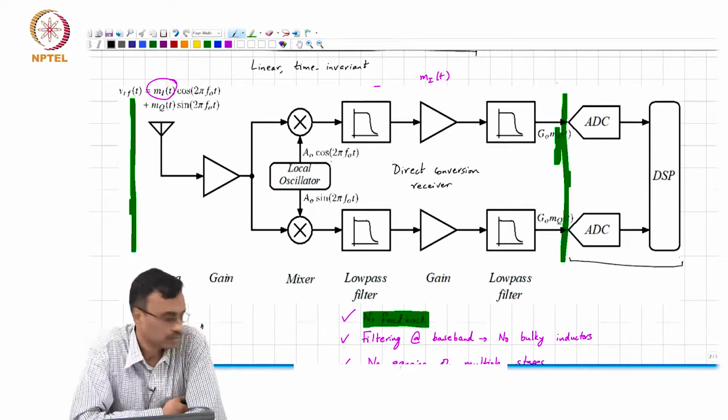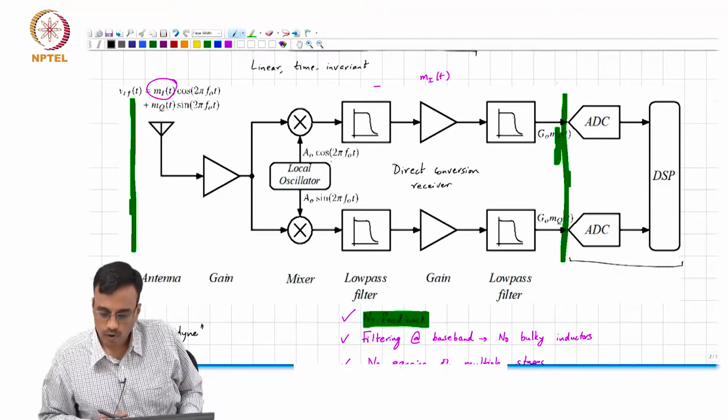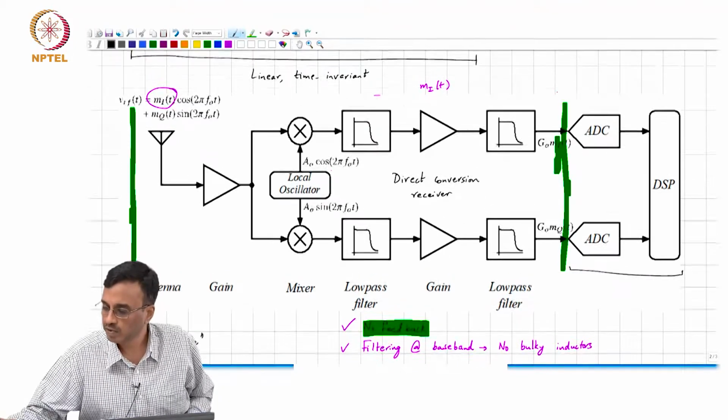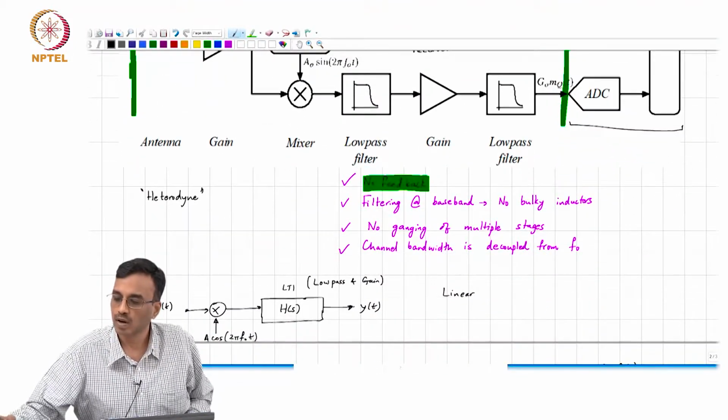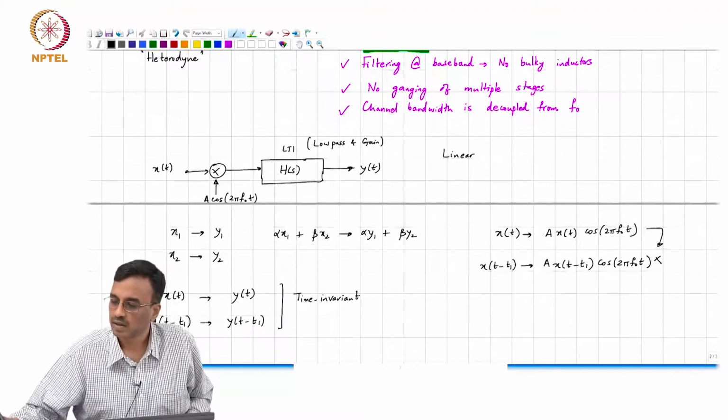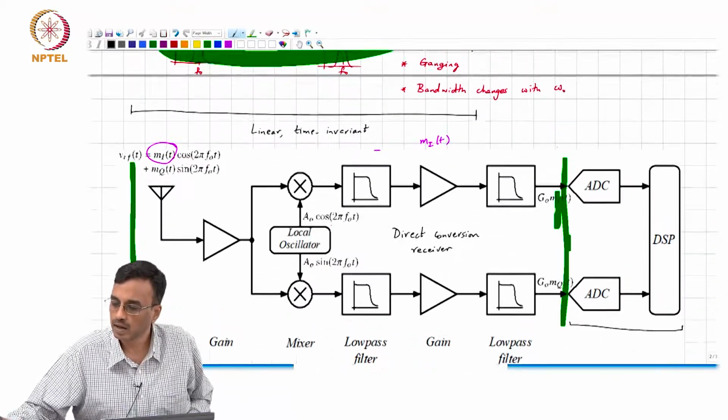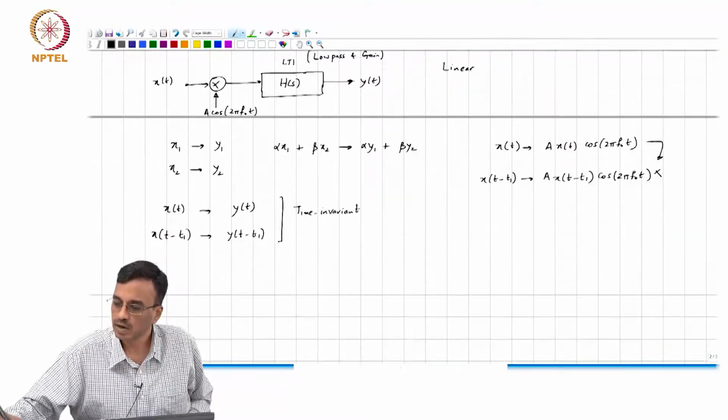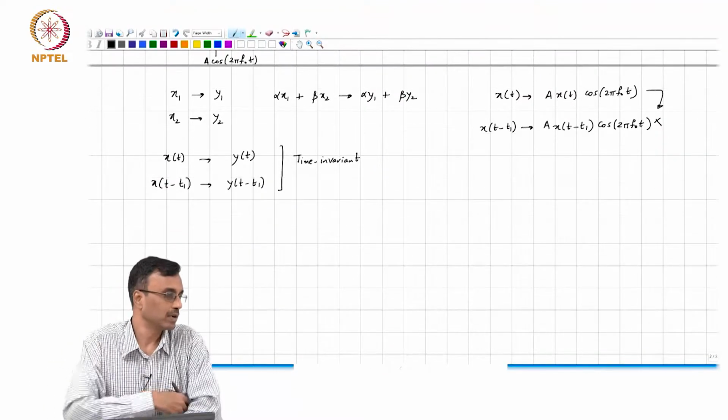All right, excellent. So, the moral of this entire story is that the key to making the modern radio receiver work is time variance.